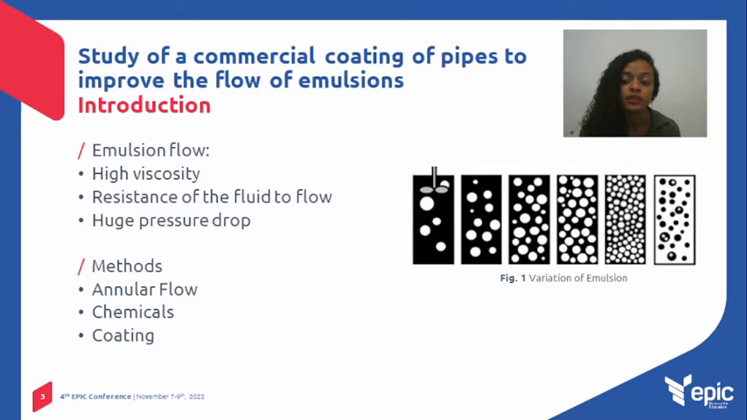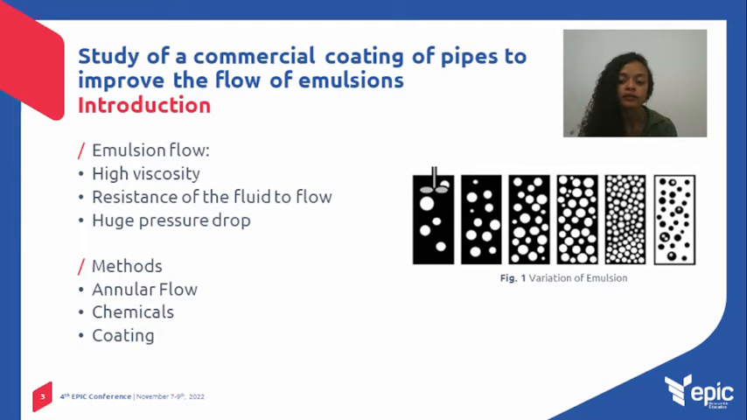Emulsion is the mixture of two immiscible liquids, and this mixture has a high viscosity. This can be a potential problem for production and flow assurance because of the greater resistance of the fluid to flow. So, the high viscosity of a fluid is directly linked to the pressure drop in a system.